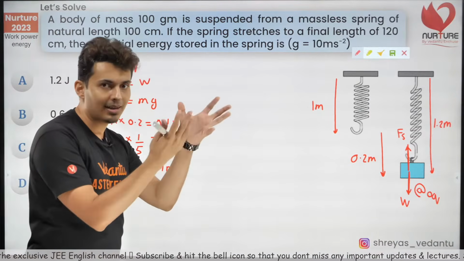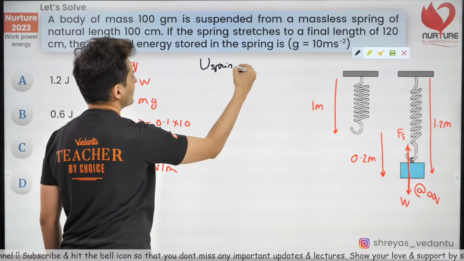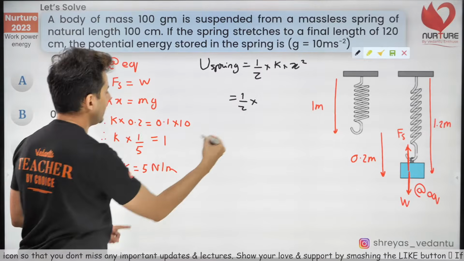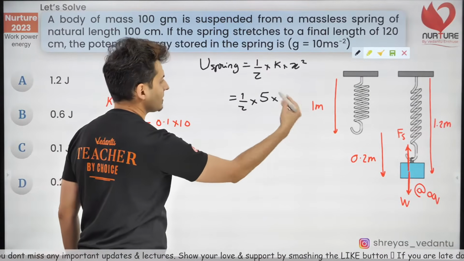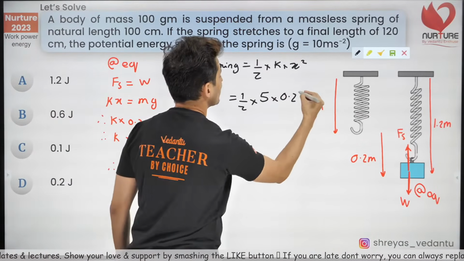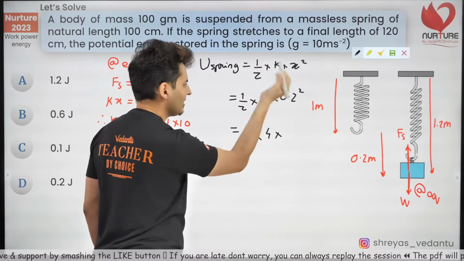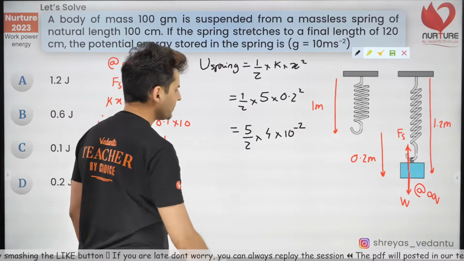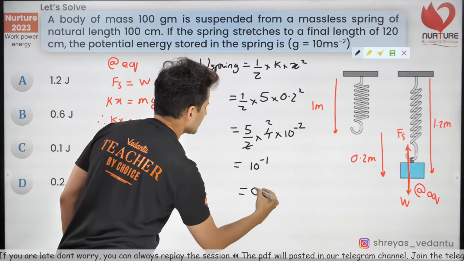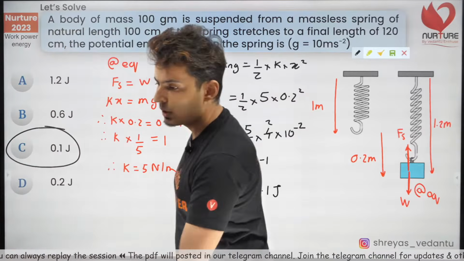I need this to calculate the energy stored. Now go for the energy stored in the spring. The spring potential energy, what is the formula? It is half into K into x square. K I just figured out to be 5. x is 0.2. So I can write it as 5 divided by 2 into 0.2 square, that is 2 square which is 4 into 10 to the power minus 2. So 5 2s are 10, this will become 10 to the power minus 1, which is 0.1 joule. So that should be answer C, correct? I hope this is clear.